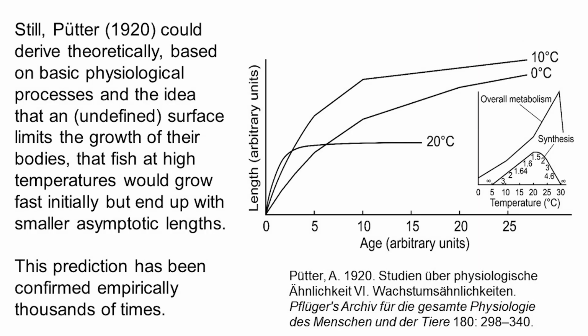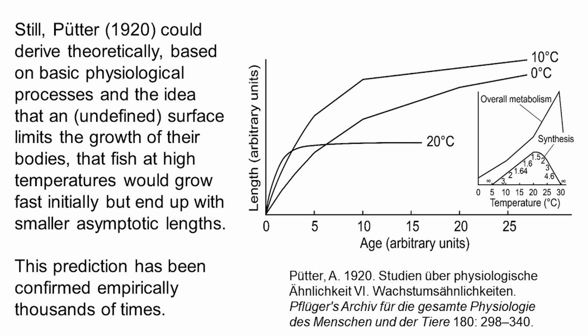Putter in 1920 published, based on the equation that we saw, what is now known as the temperature rule. The next picture actually covers the temperature there. It should be 10 degrees and 20 and 15 degrees. Basically, the bigger fish, in low temperature, you grow more slowly to a bigger size. And this was derived from theoretical consideration by Putter in the 1920s.